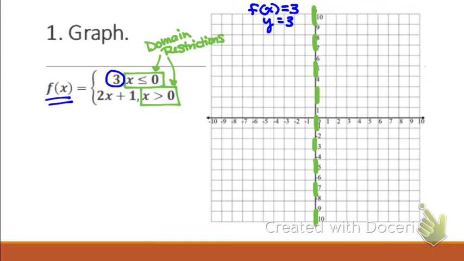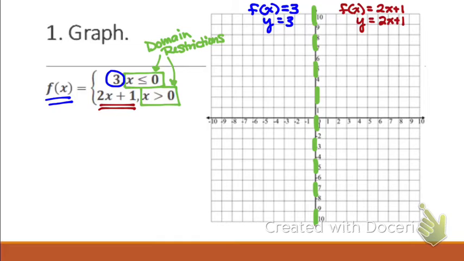So which function rule lives over here on the right? Bottom one. 2x plus 1. So f of x equals 2x plus 1. Same thing as y equals 2x plus 1. Once I know where that dividing line is between my two functions, and I know which side each one lives on, now I'm going to graph them in their own spaces.